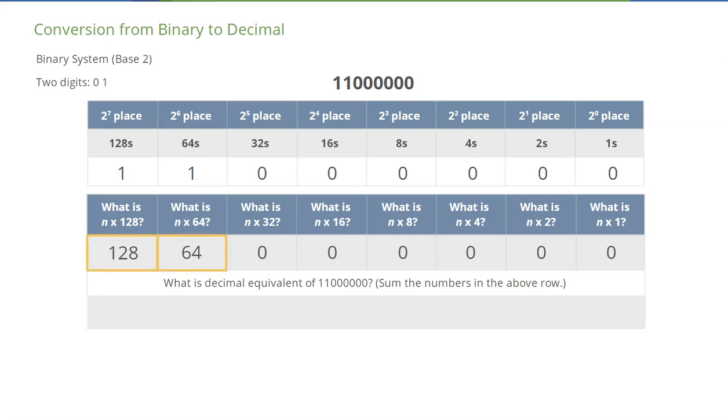Here you see that only the 128th place and the 64's place are turned on, because these bits are all set to a 1. All others are turned off or set to 0. By adding 128 and 64, we discover that 192 is the decimal equivalent of the binary number.